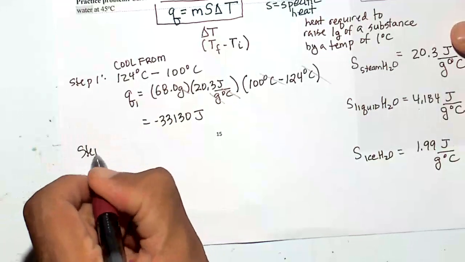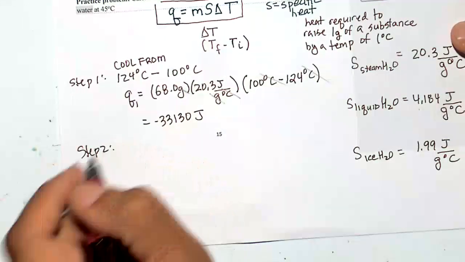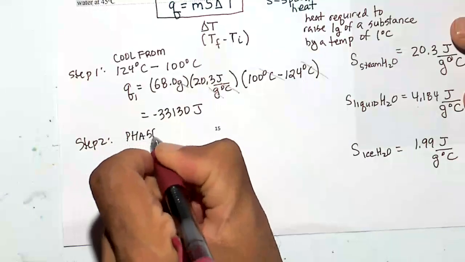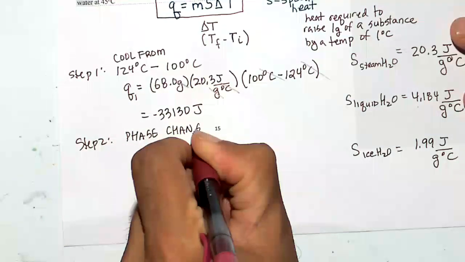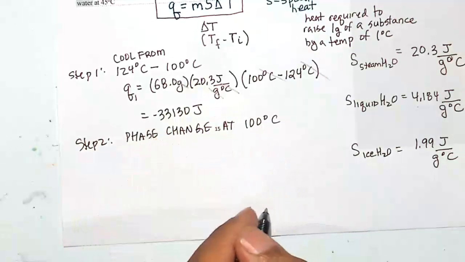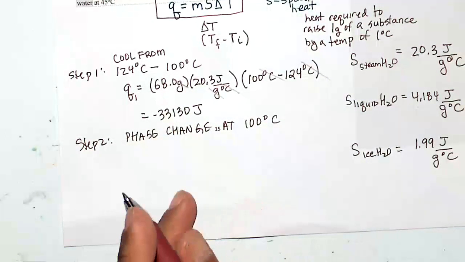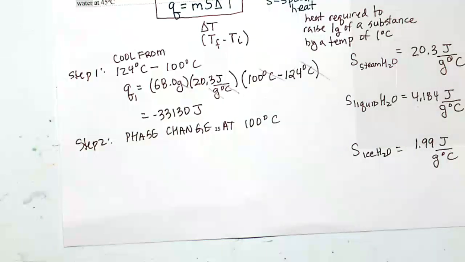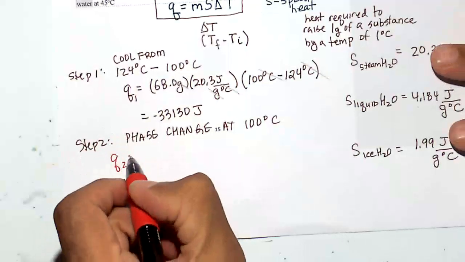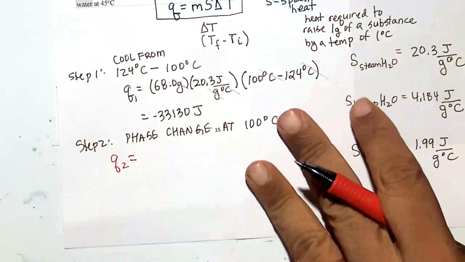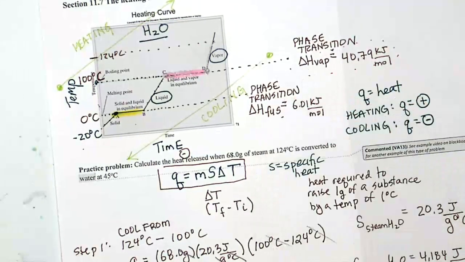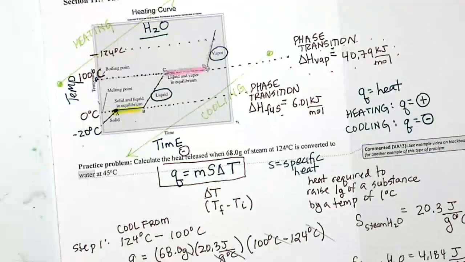Now we have a Q2. What is Q2? Q2 is phase change at 100 degrees C. Okay, phase change. So this we'll call Q2. We'll put it in red here. So what is Q2? What does this equal? What is the phase change energy? Okay, 40.79 kilojoules per mole.